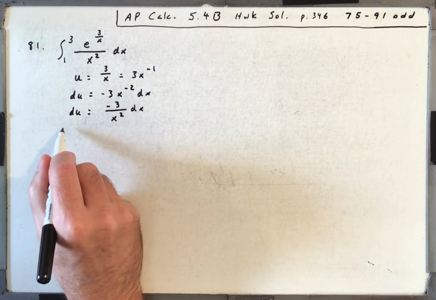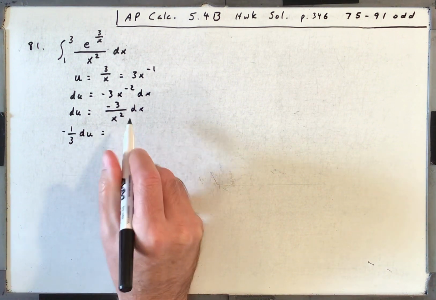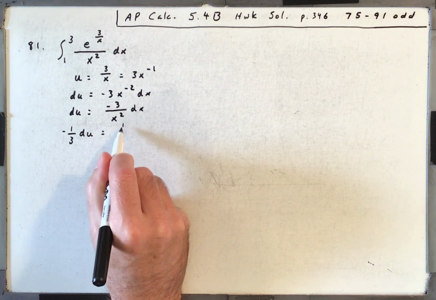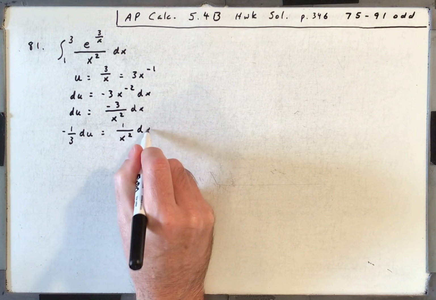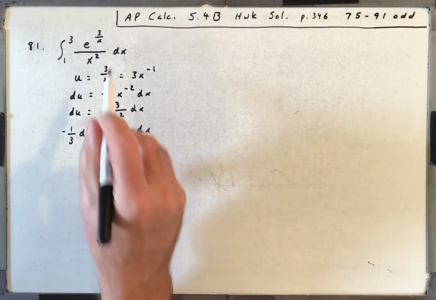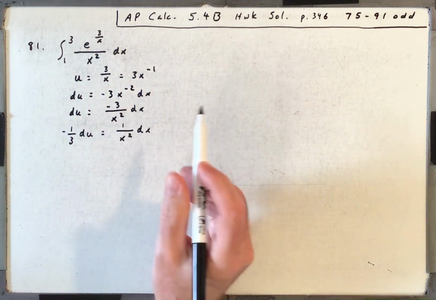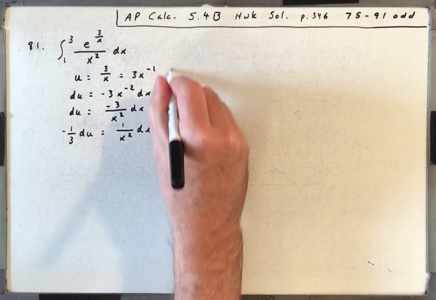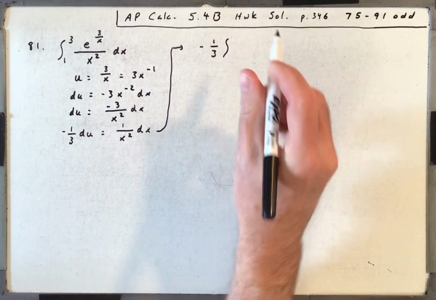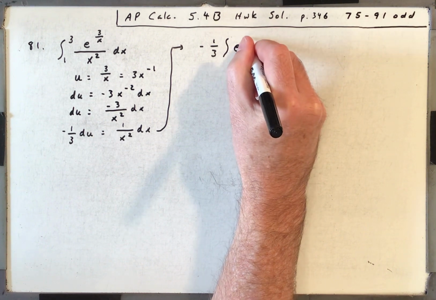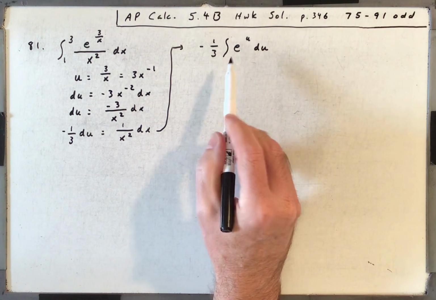Okay, so if I multiply both sides by negative 1/3, I would just have 1 over x squared dx, and that is sitting right there. You don't see the 1, but it's implied that there is a 1 there, dx. So I could rewrite this as negative 1/3, and then it would just be e to the u du. So go through that in your head.